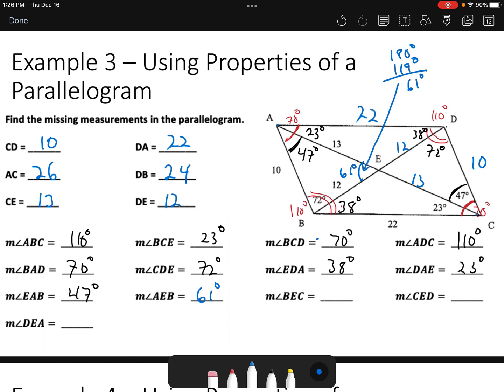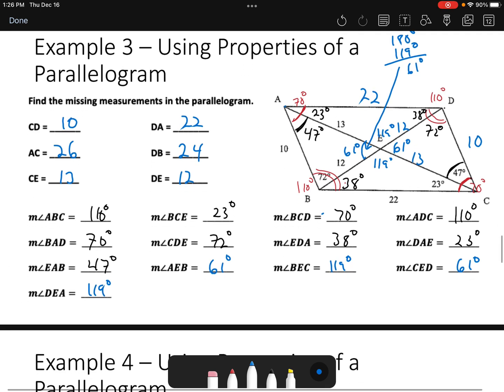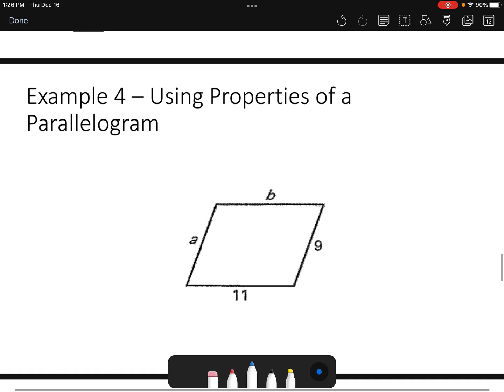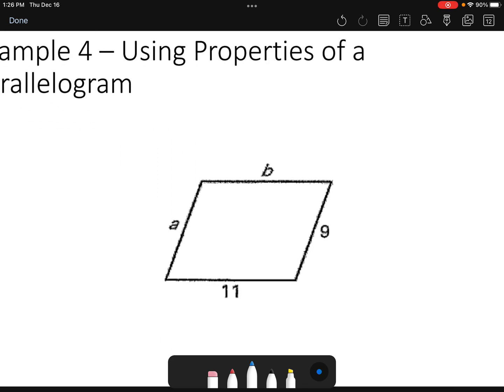But we also know then that the angle across from it, DEC or CED, is also 61 because it's a vertical angle. The other two angles then, we could add 38 and 23 and get 61, subtract it from 180, it's 119, and so is the other angle. So we just found every single angle here, knowing just 3 angles. We found them all. It's kind of fun. Hope you enjoyed that. Now, let's apply it some more.